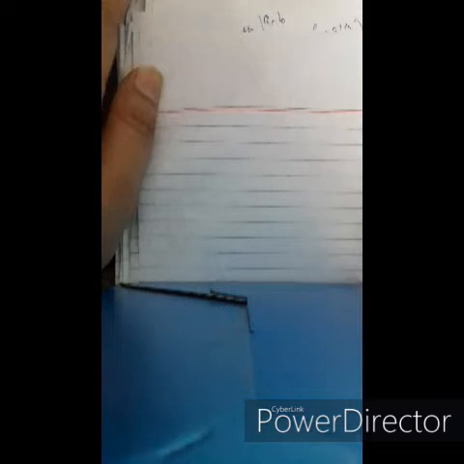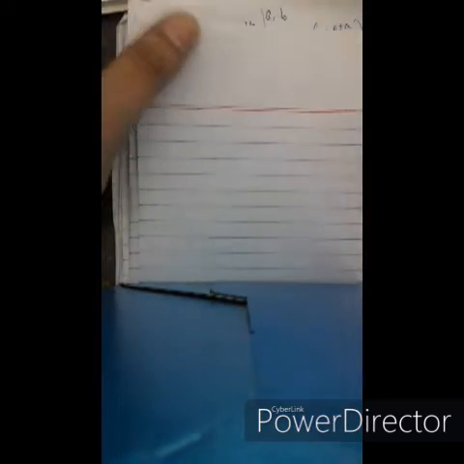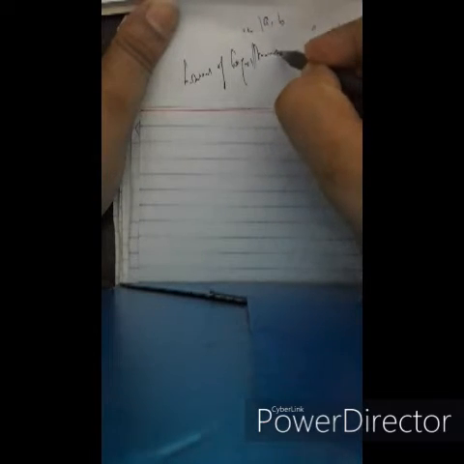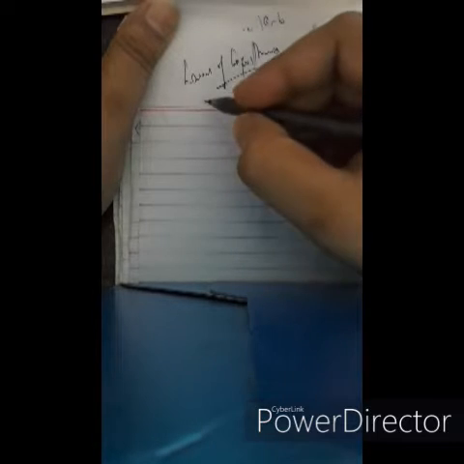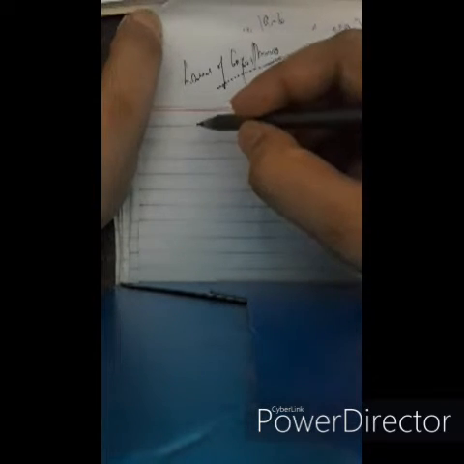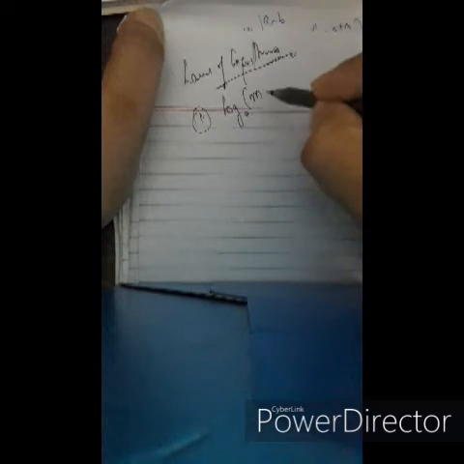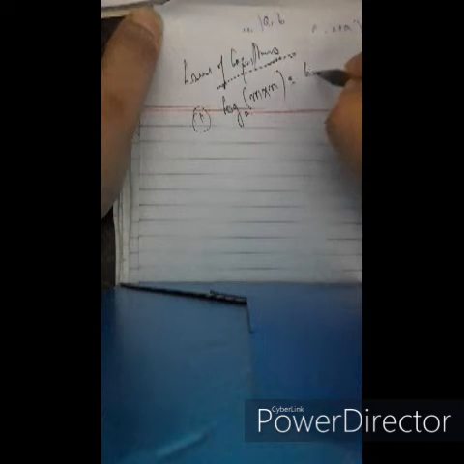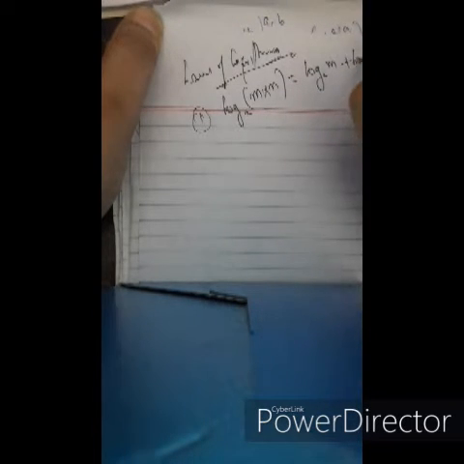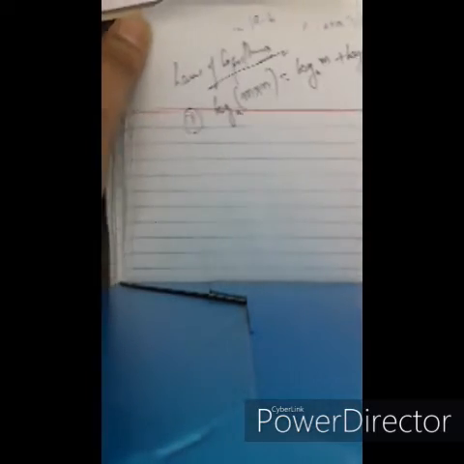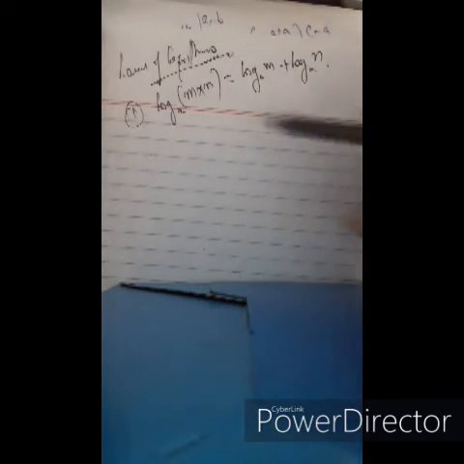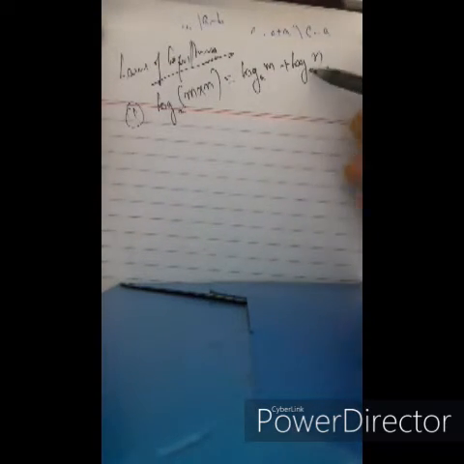So coming back, let's take a look at the laws of logarithms. Basically we have three laws. Law 1: log of m into n to the base a becomes log m base a plus log n base a.